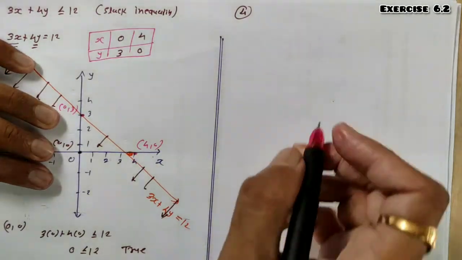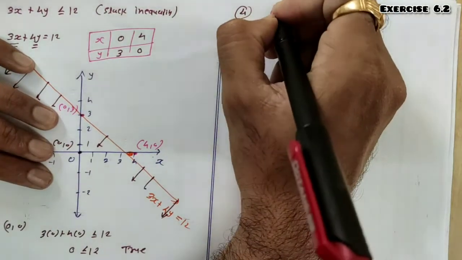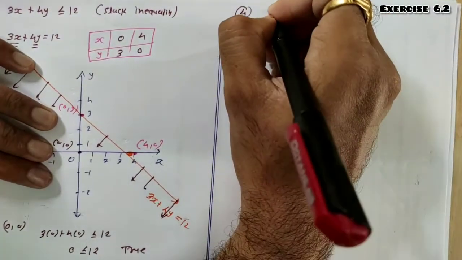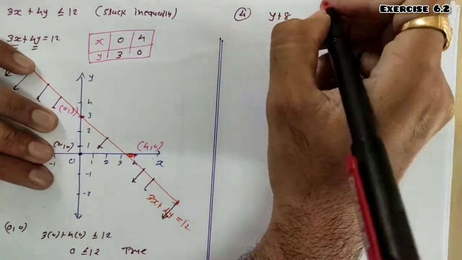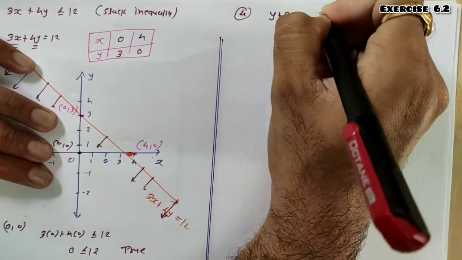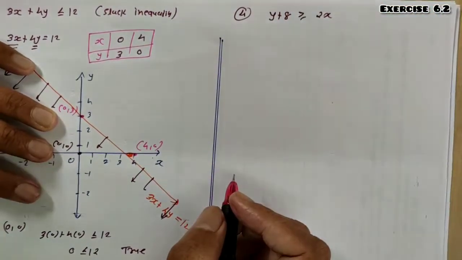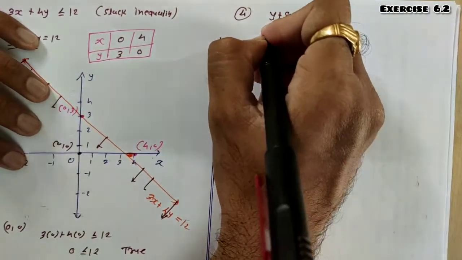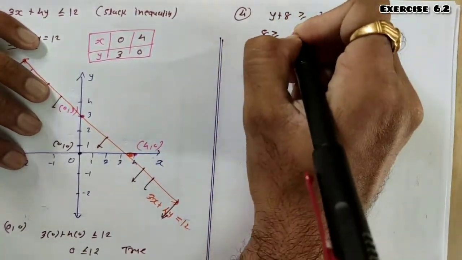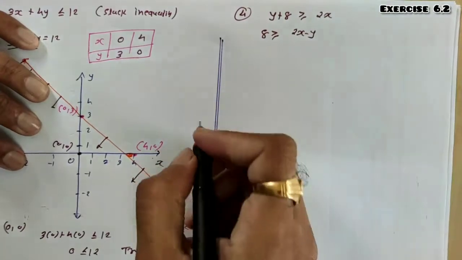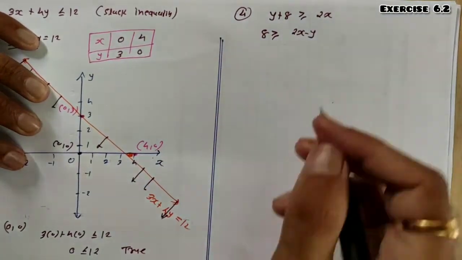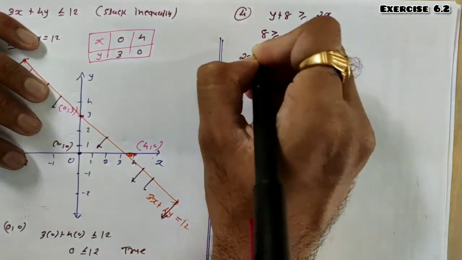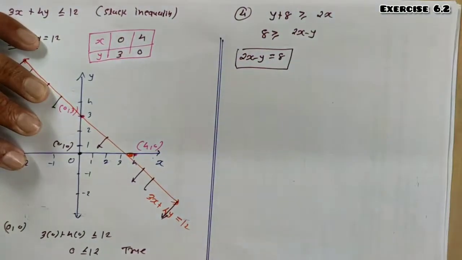Now question number 4. Here the given inequality is y plus 8 greater than or equal to 2x. So here we can write this as 8 greater than or equal to 2x minus y. So our equation of the straight line will be 2x minus y equal to 8. This is the equation of the straight line.